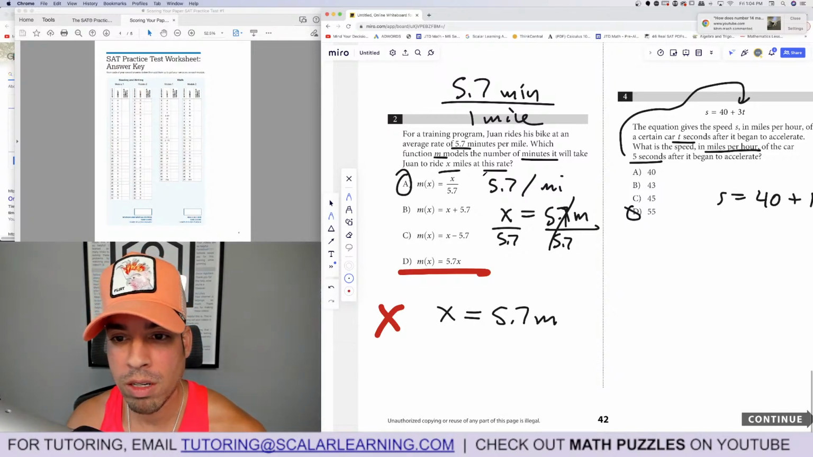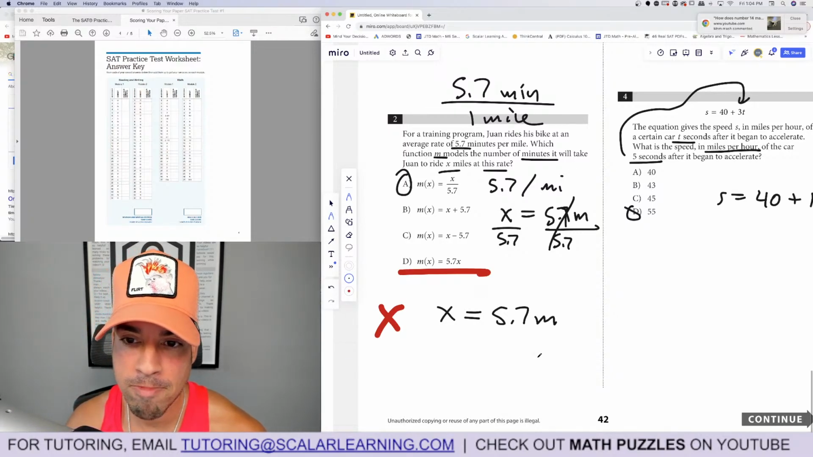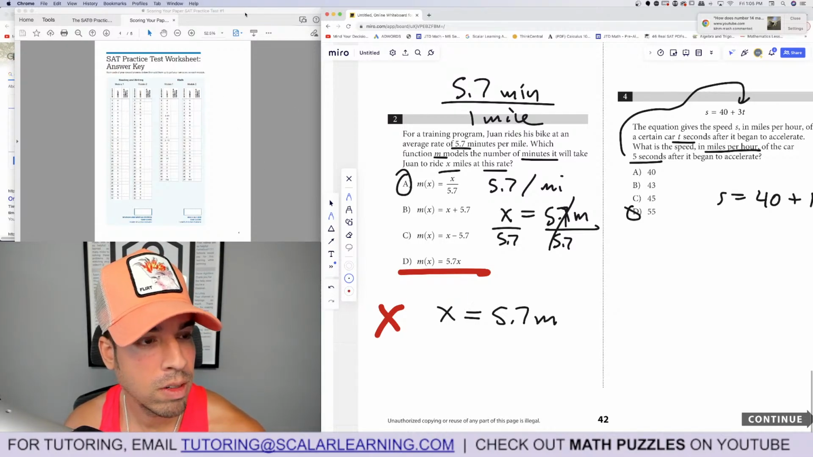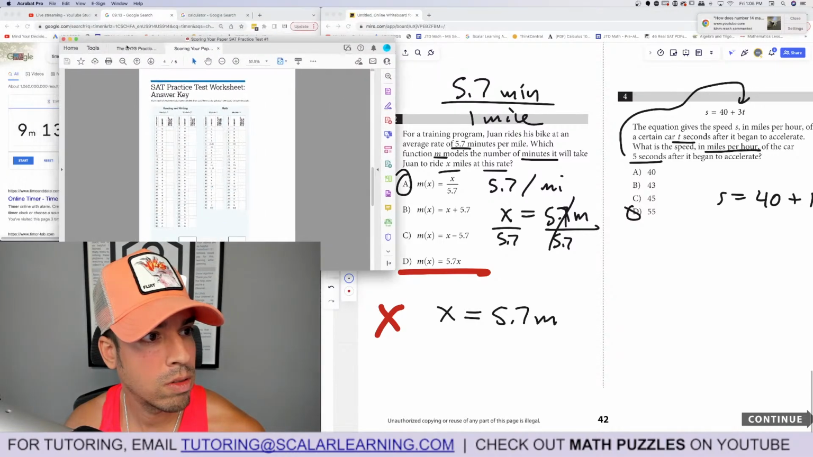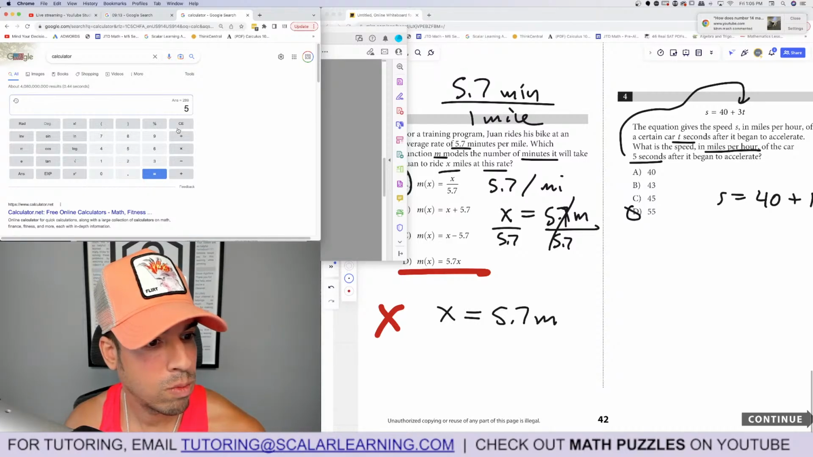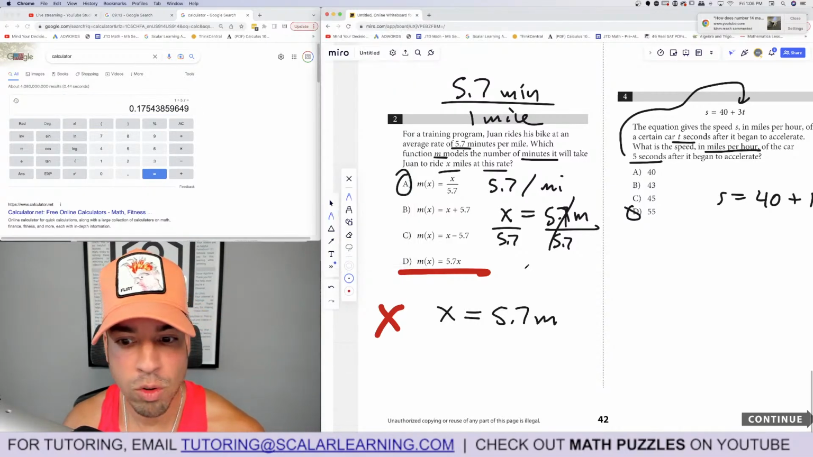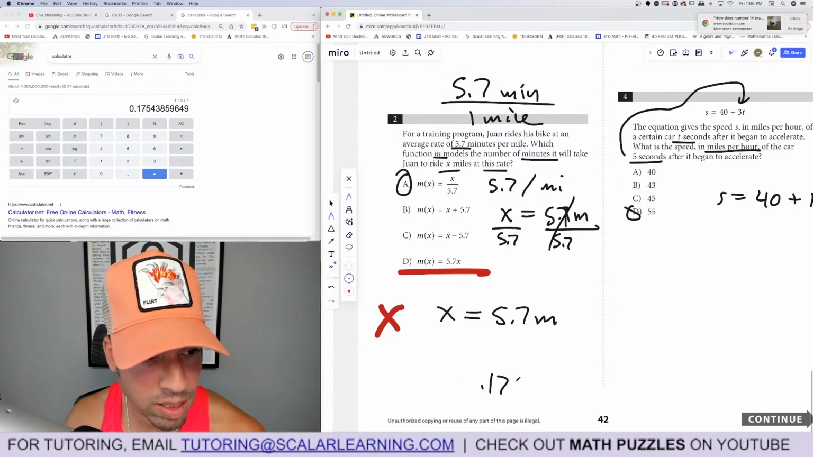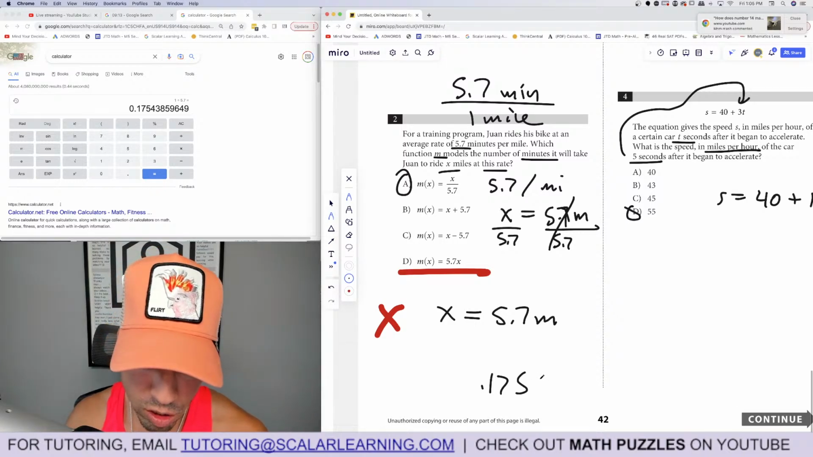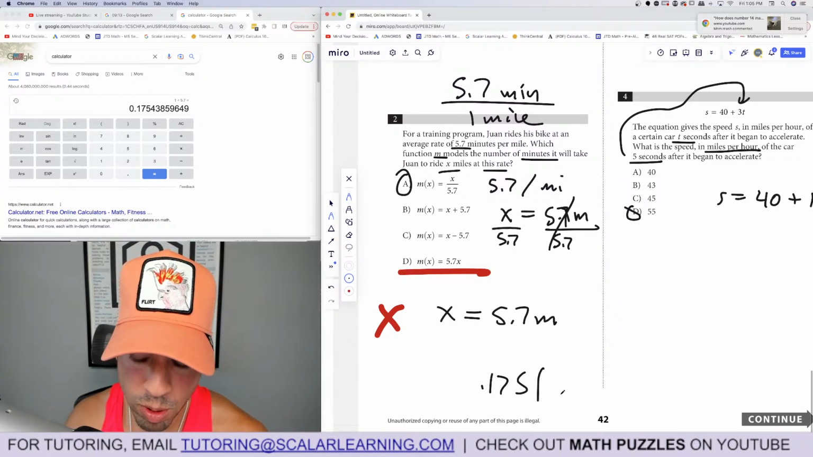So if I want to convert that, if it's 5.7, so that's how many minutes? So 1 minute per. So if I divide by 5.7, let me see here. Let's see if I can do this. 1 divided by 5.7. So here's the actual rate. It's 0.175 miles per minute. So this would be what it was.